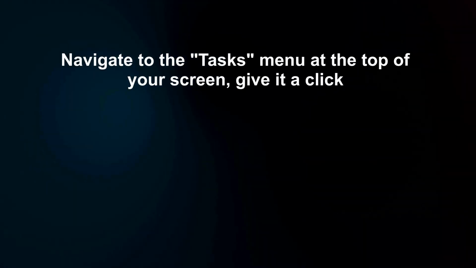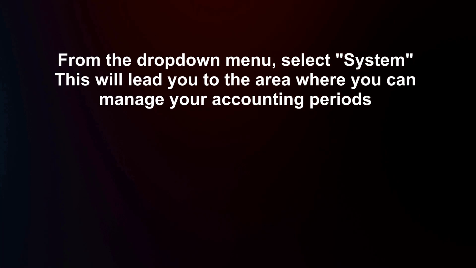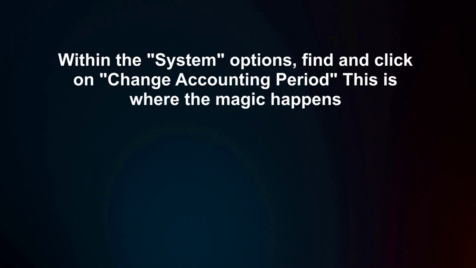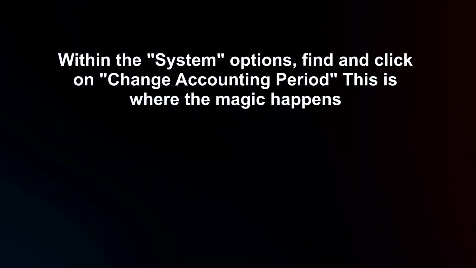Navigate to the Tasks menu at the top of your screen. Give it a click. From the drop-down menu, select System. This will lead you to the area where you can manage your accounting periods. Within the System options, find and click on Change Accounting Period. This is where the magic happens.